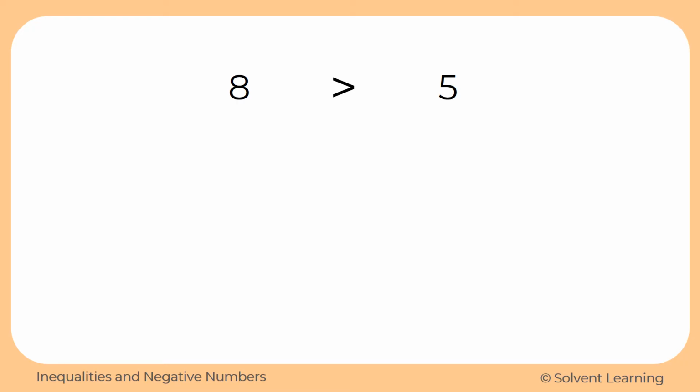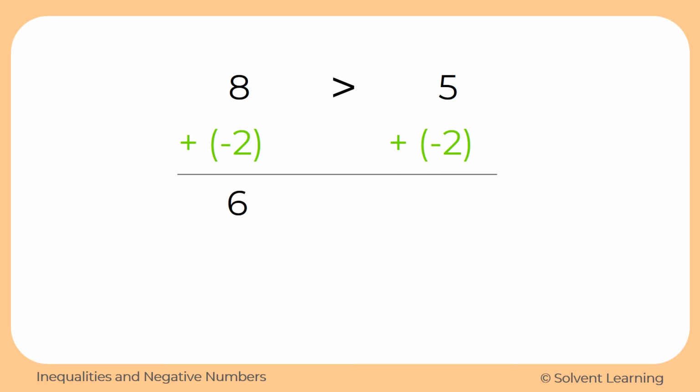Now let's see what happens when we add a negative number to both sides of this inequality. Let's add -2 and see what we get. On the left side, we have 8 plus -2, which gives us 6. On the right side, we have 5 plus -2. That gives us 3. And we know that 6 is greater than 3, so we'll put the greater than sign.